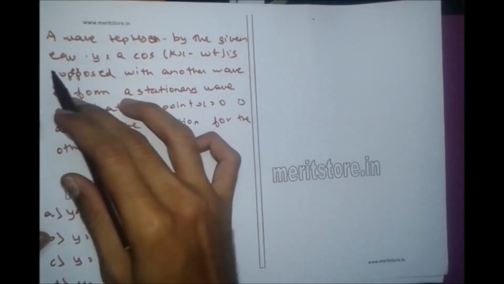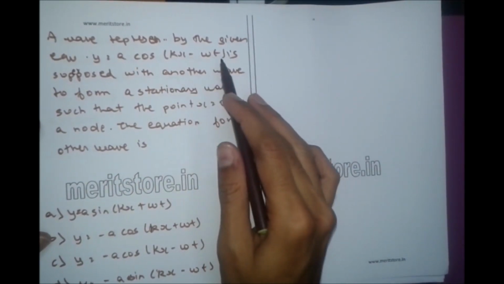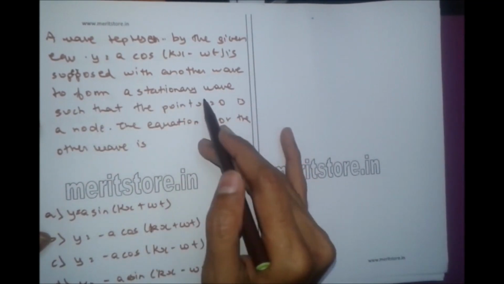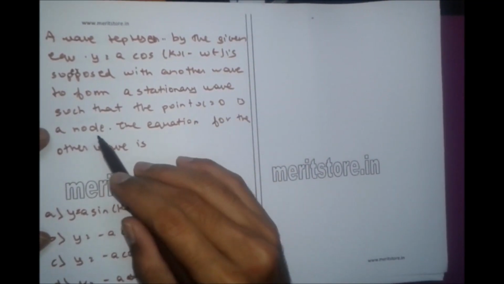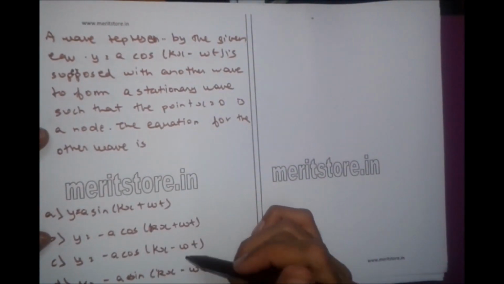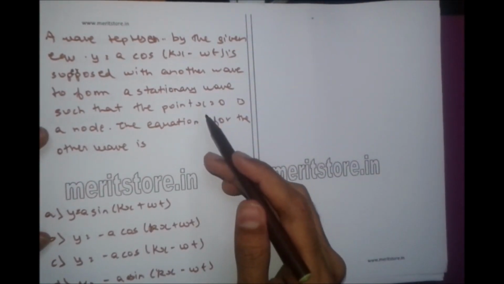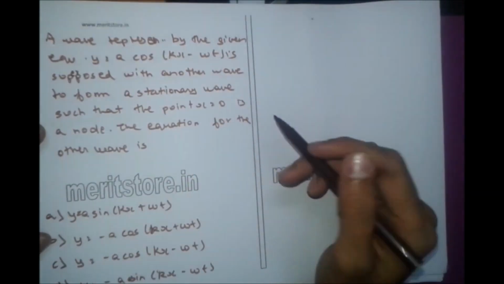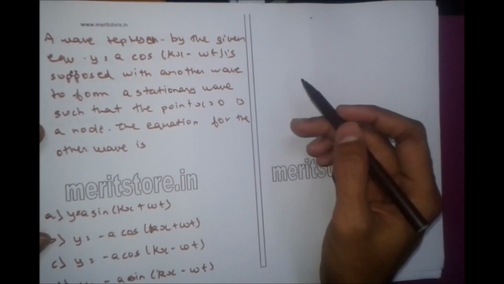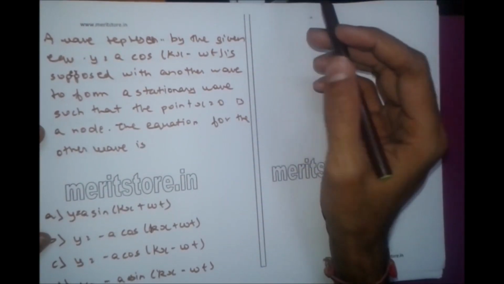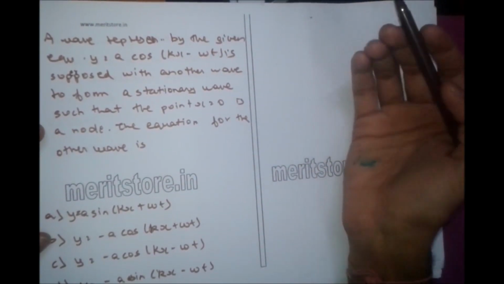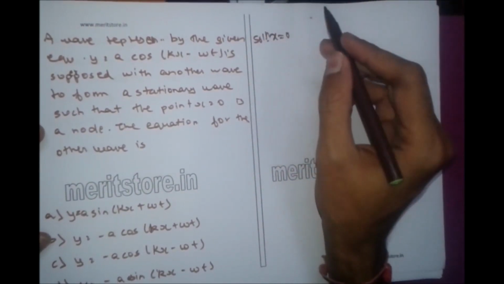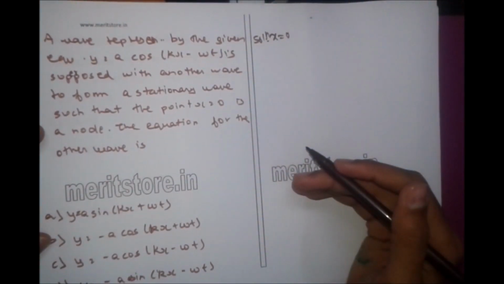A wave represented by the given equation y equals a cos(kx − ωt) is superimposed with another wave to form a stationary wave such that the point x equals 0 is a node. The equation for the other wave is... So we have a wave given by y equals a cos(kx − ωt). Since the point x equals 0 is a node, this means that the reflection is taking place from the x equals 0 point.